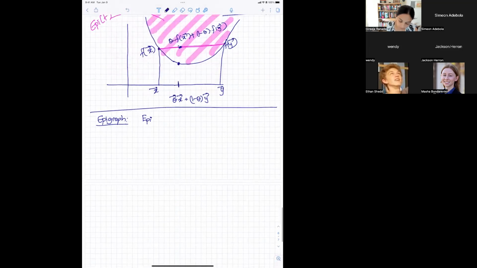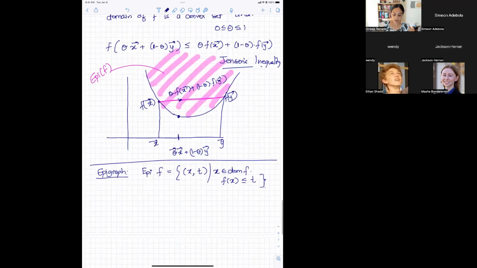To formally define it, the epigraph of f is all pairs (x, t) such that x belongs to the domain of f, and f(x) is upper bounded by t. Whatever the function value takes, it has to be lower than that t. If that's true, then every vertical line above this is in the set. Okay?